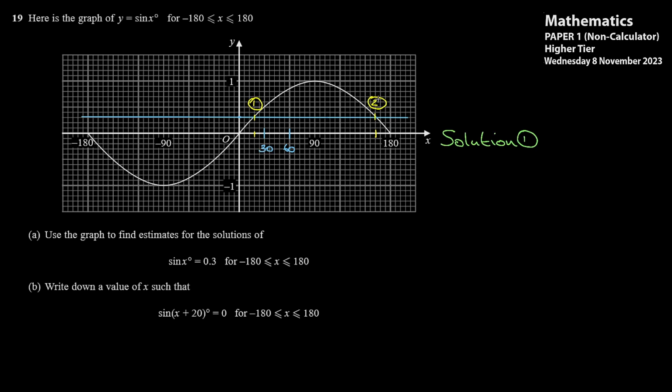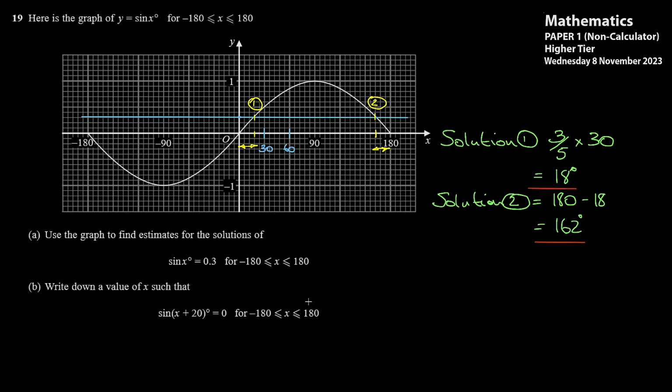So I can say, if I number the solutions, solution 1 is 3/5 multiplied by 30. And this is equal to 18 degrees. Now, having worked out the first solution, we don't really need to bother as much here because this distance here up to the solution is the same as the distance down from 180 to the second solution. So I can say that solution 2 must equal 180 minus 18, which is equal to 162 degrees. And those are the two answers.